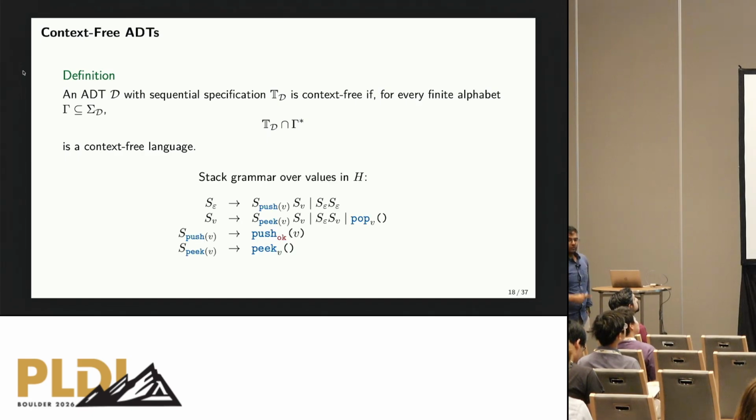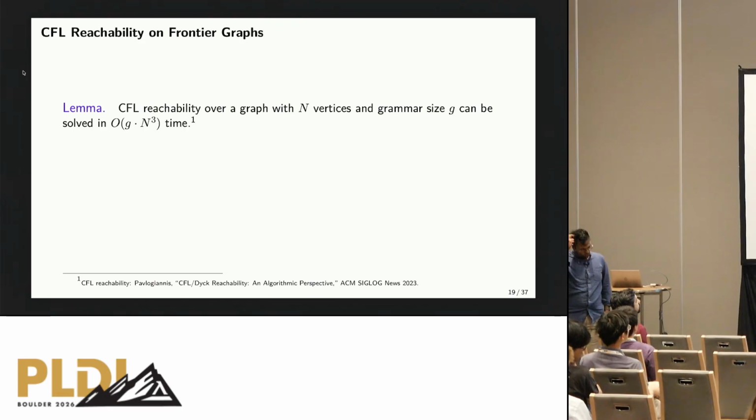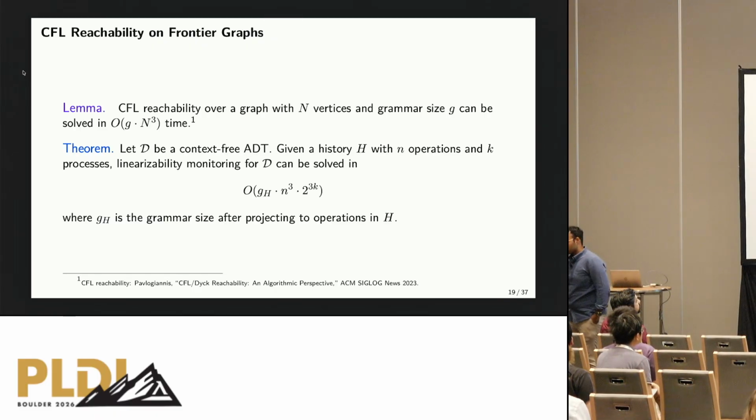So as an example, for the stack data type, this is the grammar. It says, it's the routine push pop specification, except that the grammar can have as many rules as the number of values in your history. Okay. So because the problem of CFL reachability on arbitrary graphs is solvable in cubic time, it follows that for this large class of data structures, linearizability monitoring is also solvable in FPT time, because the graph itself is fairly large this time.